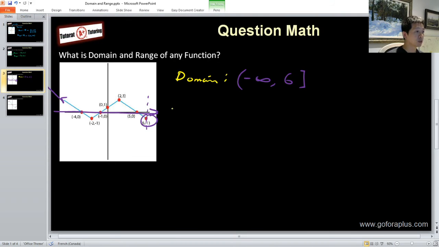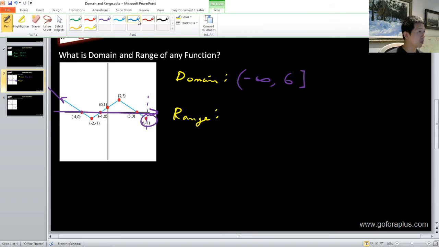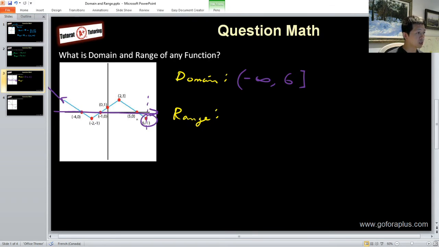How about the range? The range is basically from the lowest point on the y value. The lowest point is actually -1. So from -1, included, because it's a solid point, until positive infinity. We exclude infinity because it keeps on going up, right? The biggest value of y is infinity.